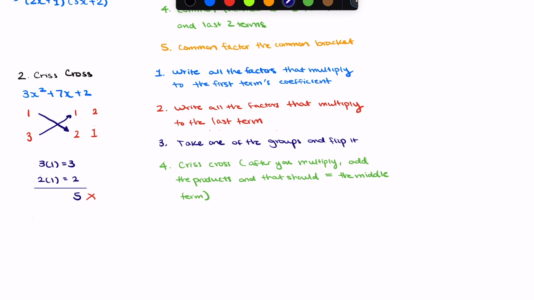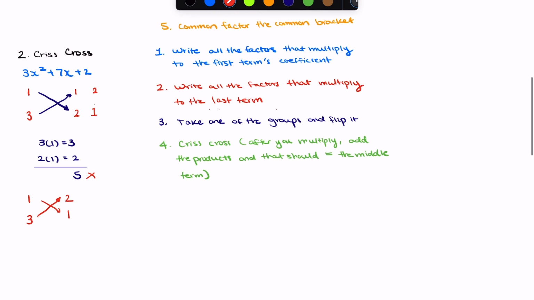So here we have 1 and 3, and 2 and 1. You crisscross again. Here we have 1 times 1 is equal to 1, and 3 times 2, which will give us 6. Here we add those together. That provides us with 7, which is the middle term.